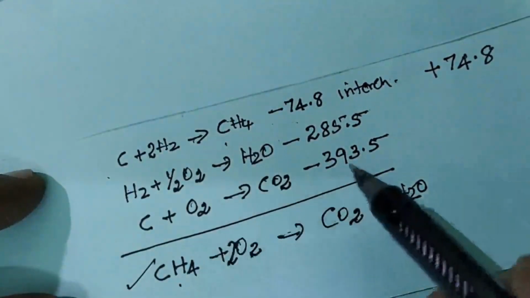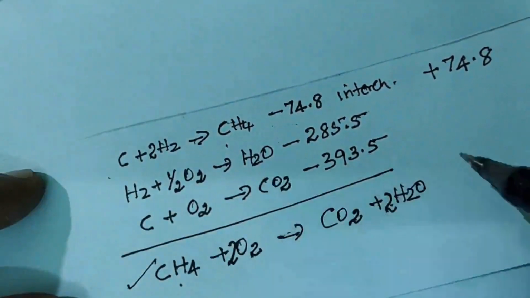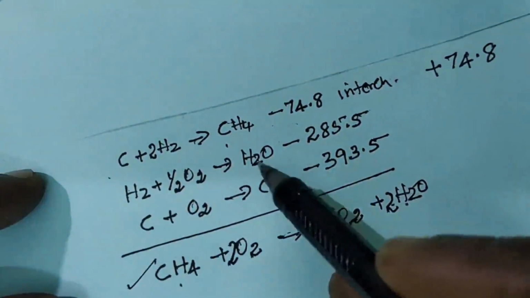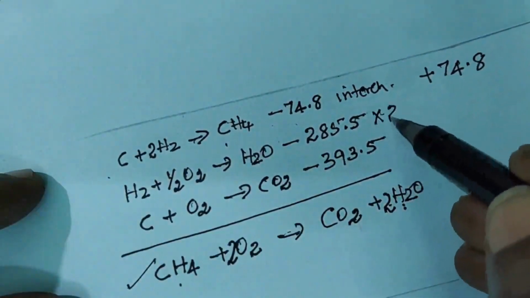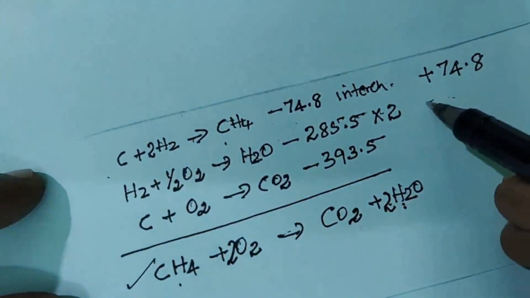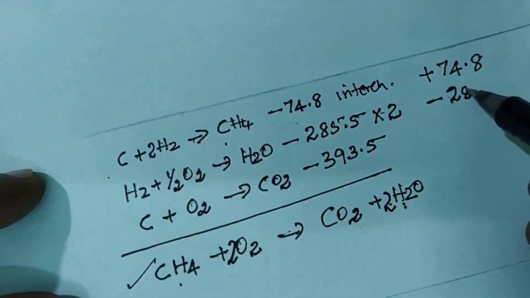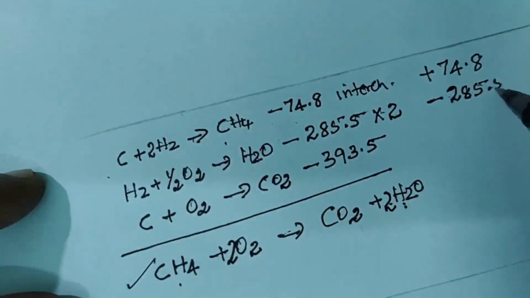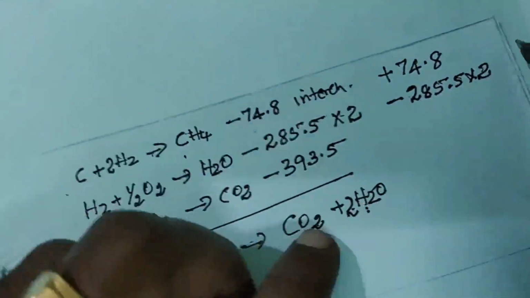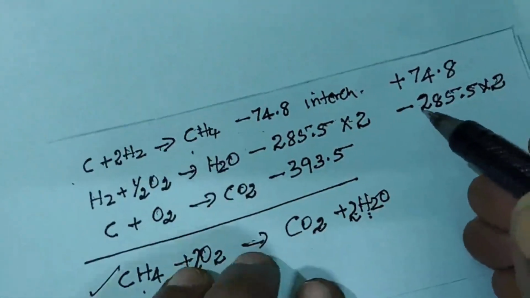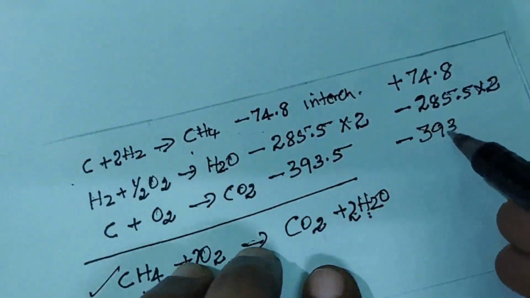Second, here carbon dioxide is there. In the second equation, water is on the right hand side, but 2 molecules of water are needed here, and the equation has only 1 molecule. So the second equation is multiplied by 2. That is, minus 285.5 into 2. Then the third equation as such, C plus O2 gives CO2, that is minus 393.5.